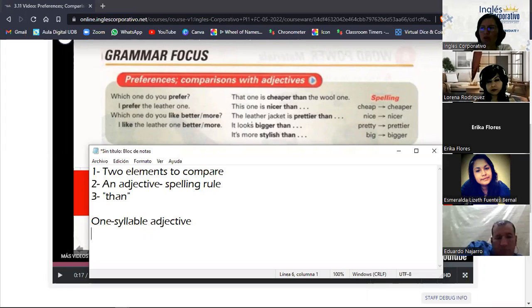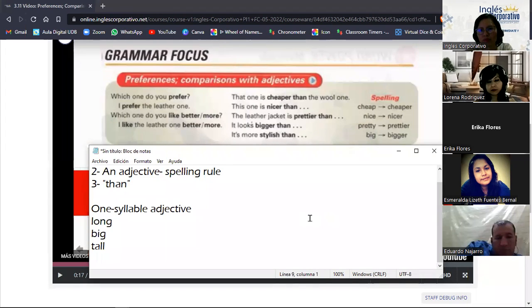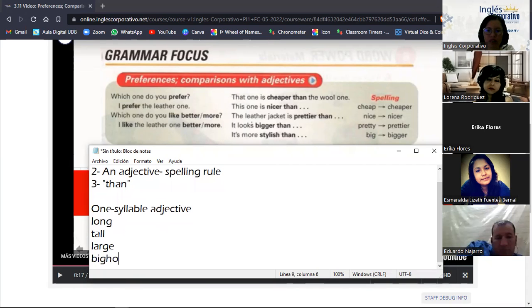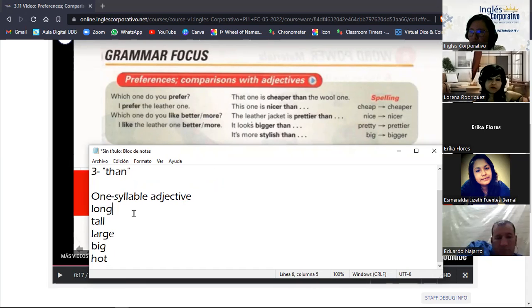Ejemplos, teacher. Bueno, tenemos ejemplos como long, big, tall, large, etc. Entonces, cuando yo tengo ese tipo de adjetivos que son monosílabos, en este caso voy a separar este de acá. Voy a traérmelo para acá abajo. Y voy a agregar también hot. Entonces, cuando yo tengo adjetivos monosílabos, todo lo que tengo que hacer, chicos, es agregar er si no son consonante, vocal, consonante.